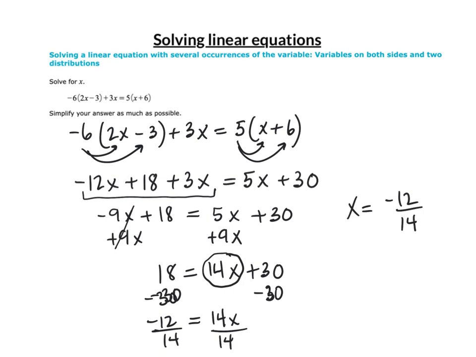The last thing we need to do is look at our numerator and denominator, the top and the bottom, and make sure there's no common factors. There's no number that divides into both of them. We're going to reduce this fraction, simplify the fraction, and they're both divisible by 2. They're both even. So I'm going to divide them both by 2, and 12 divided by 2 is 6, so that's negative 6. 14 divided by 2 is 7, and so there's our answer, negative 6/7.